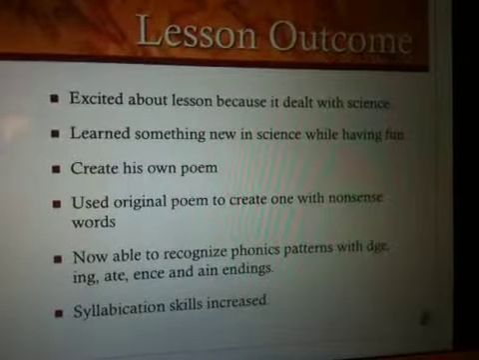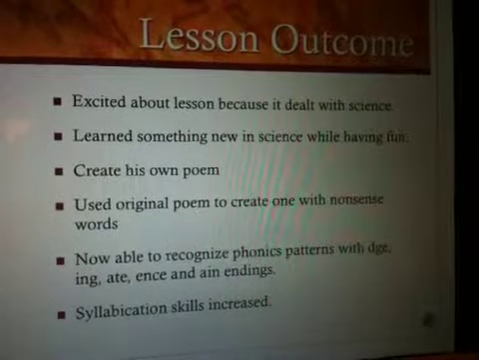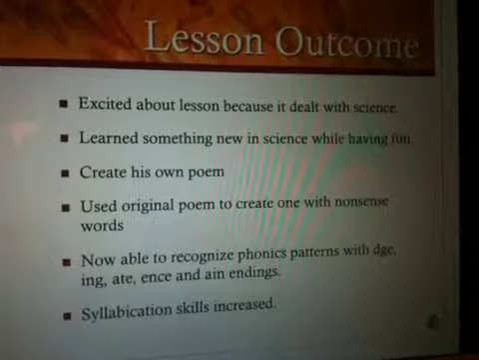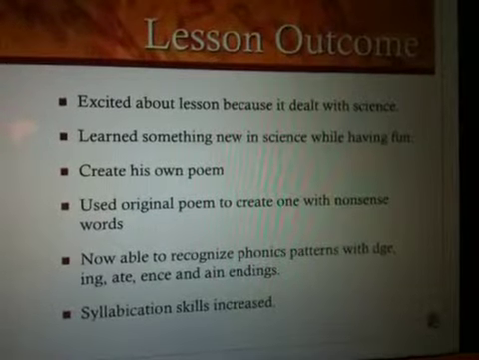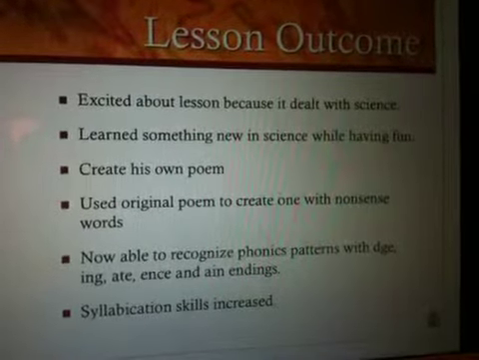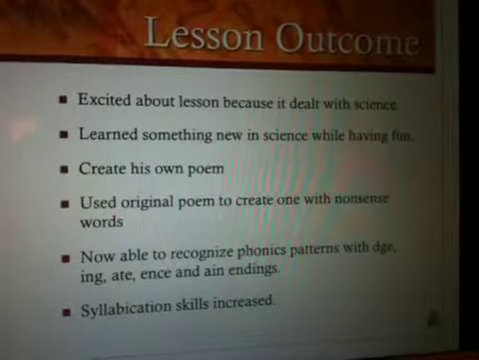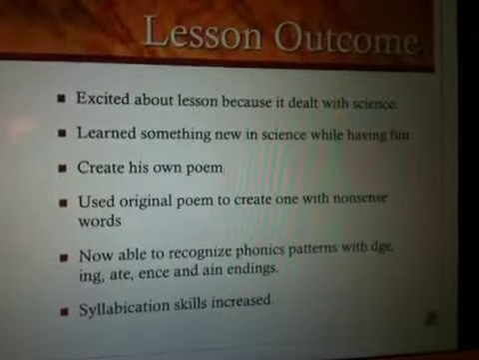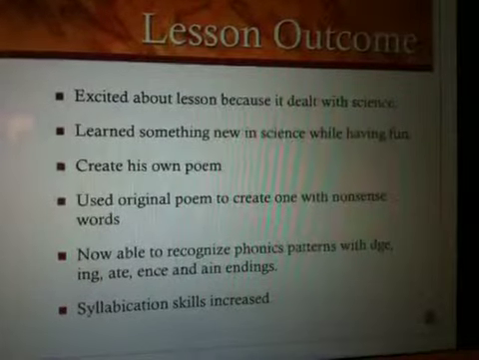The outcomes of the lesson were pretty good. Aiden was really excited about the lesson because it dealt with science. He learned something new in science. He was also able to create his own poem, which is something he hadn't done before, and he thought it was very cool.